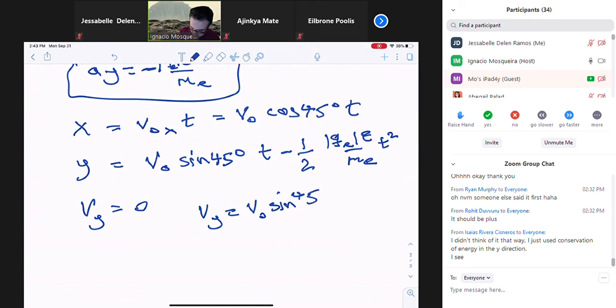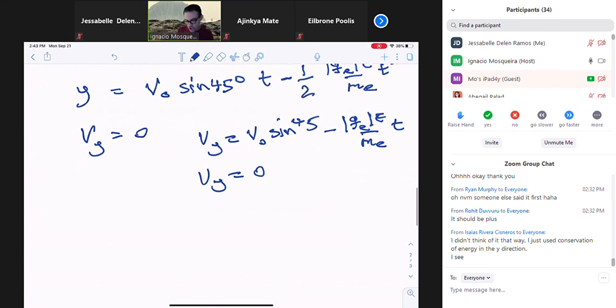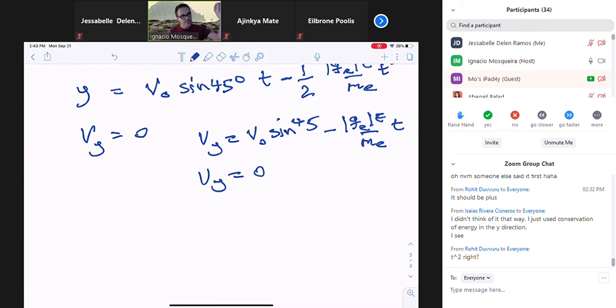And then you have minus, again, it's 8 AYT. So that would be minus QE E over M E for the electron times time. That's the Vy. Okay? So I'm solving for Vy equals 0. That's what I'm solving for. I'm solving for the time at which it reaches the top.